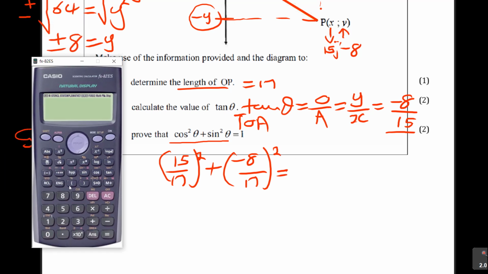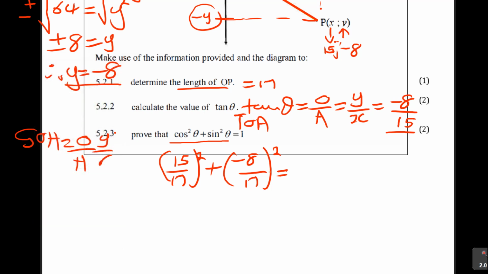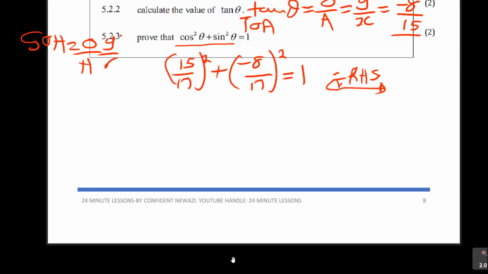So you say bracket 15 over 17, you close it, squared, plus the fraction negative 8 over 17, squared, equal to 1, which is equal to the right hand side. You just proved that. You see that? That's how you prove such a question. It takes a bit of time, but that's how you do it.